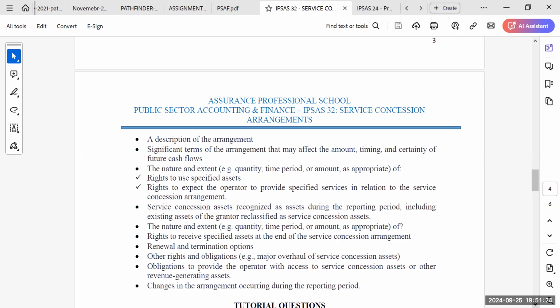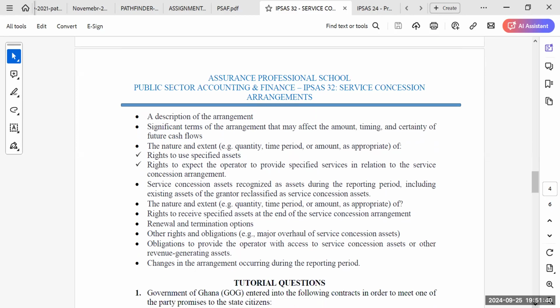Changes in the arrangement occurring during the reporting period. Did we make any amendment to the arrangement? Did we make any arrangement as to reducing the concession period or whatever? That must also be disclosed in the disclosure. They can ask you about 2 or 3. So you should be able to keep at least 3 in your head. Okay, or 4. A description of the arrangements.